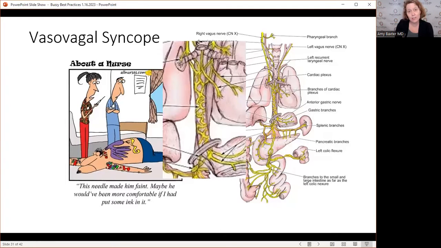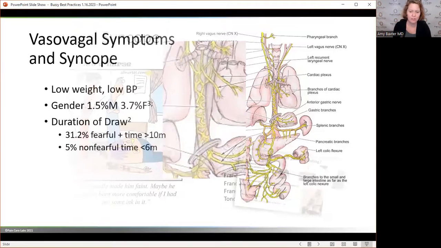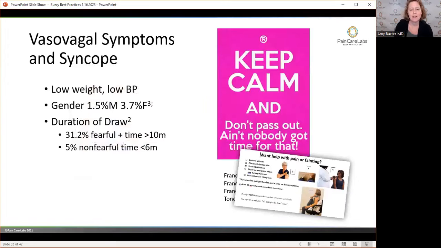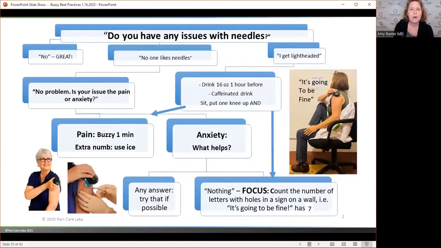All right, we're getting close to the end, and most of the new information that we have, I have shared now. So if anybody has a question, please put it into the chat, and I will talk about our approach to giving vaccines using Buzzy.